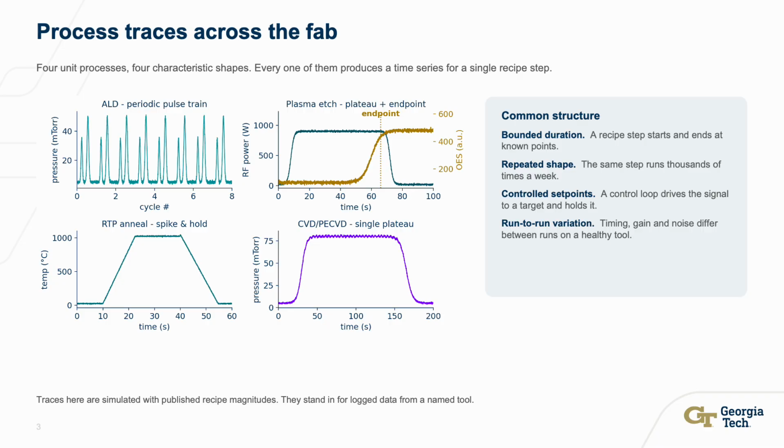Power ramps up, holds, and the step ends when the optical emission signal says the film has cleared. That end point is why etch steps do not all have the same duration. Bottom left is a rapid thermal anneal. Temperature spikes, holds briefly, and comes back.